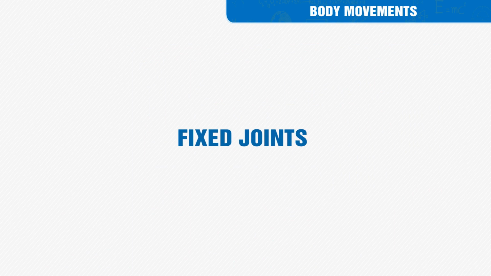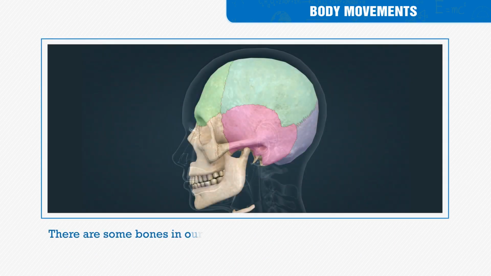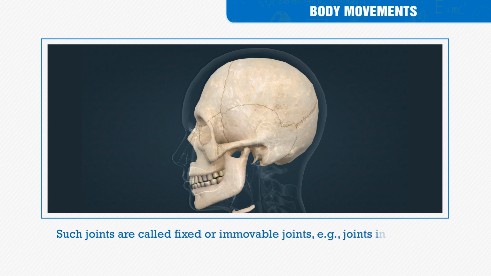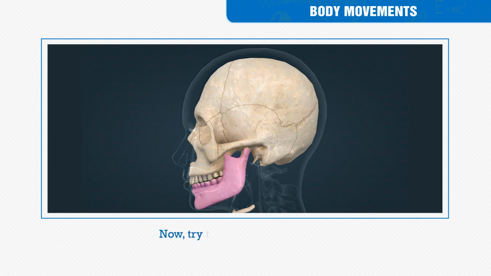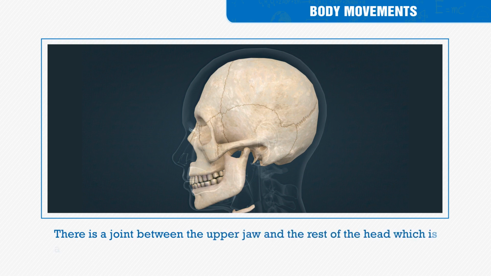Fixed joints. There are some bones in our head that are joined together at some joints. The bones cannot move at these joints. Such joints are called fixed or immovable joints. Example, joints in the skull, cranium. When you open your mouth wide, you can move your lower jaw away from your head. Now, try to move your upper jaw. There is a joint between the upper jaw and the rest of the head, which is a fixed joint.